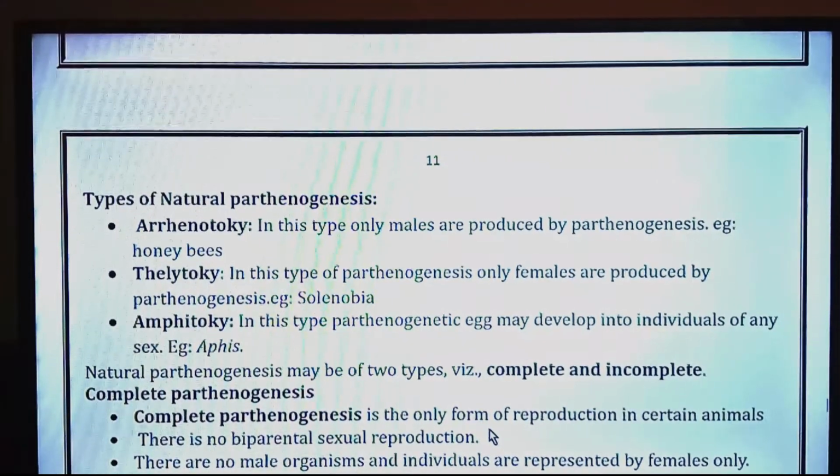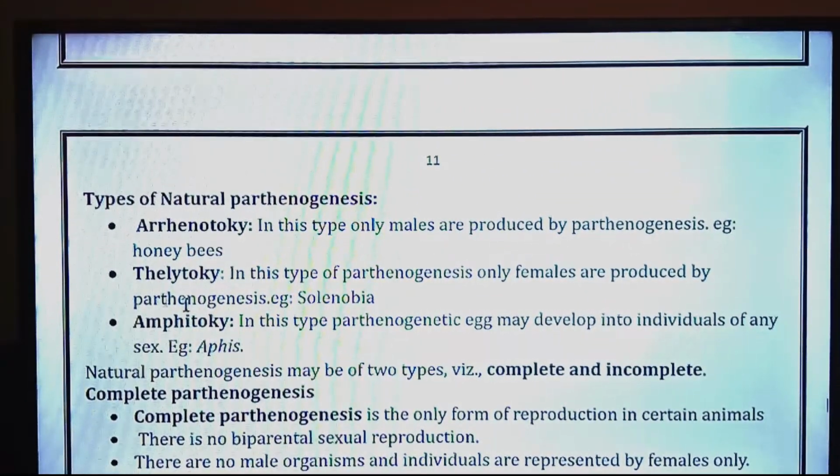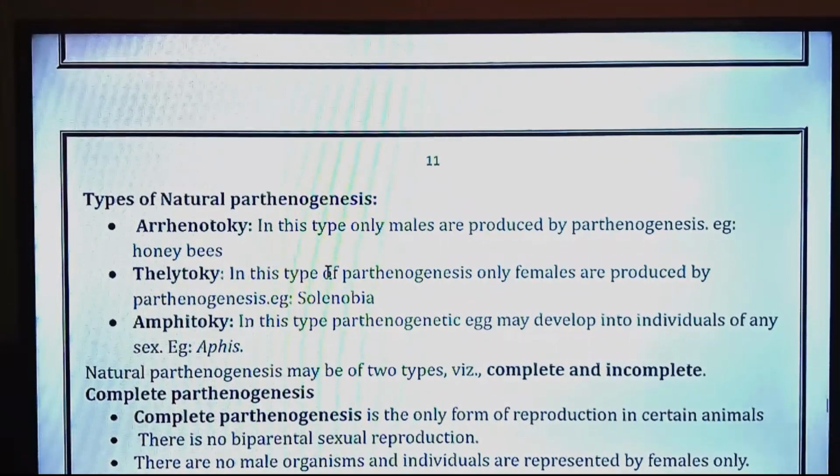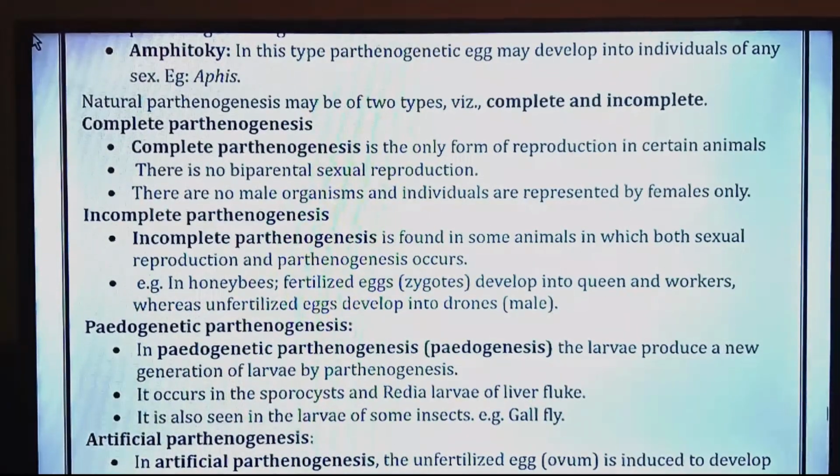Now let us see the types of natural parthenogenesis. The first one is called as arrhenotoky. In this type only males can be produced by parthenogenesis. Example, honeybee. Thelytoky, only females can be produced by parthenogenesis. Example, Solenobia. In amphitoky, the third type, both male and female can be produced by the parthenogenesis, and this is called as amphitoky. Example, Apis.